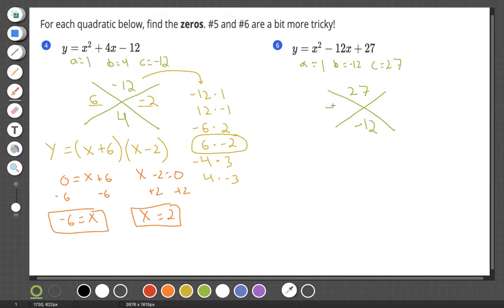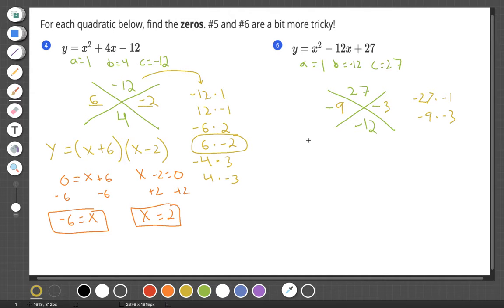So what two negative numbers might multiply together to get 27? Well, luckily, there's only two combinations. It could either be negative 27 and negative 1, or negative 9 and negative 3. Well, only one of those adds together to get negative 12. That would be our negative 9 and our negative 3. So a weird little thing that happens with that one.